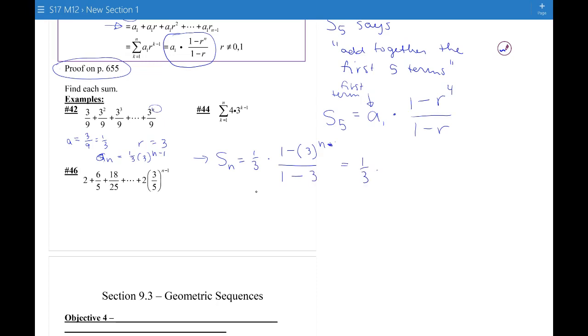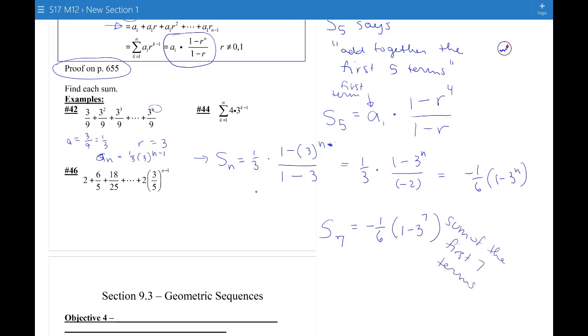So order of operations would say it's 1/3. You do the 1 minus 3 to the n part, and then you divide by -2. Or you could simplify this to -1/6 times 1 minus 3 to the n. So for instance, if you wanted S sub 7, it would be -1/6 times 1 minus 3 to the 7th, and that would give you the sum of the first 7 terms. And you see how it would come out positive, because 1 minus 3 to the 7th is going to be negative, but then I'm multiplying it by negative. Okay, so let's look at the other two in class together.